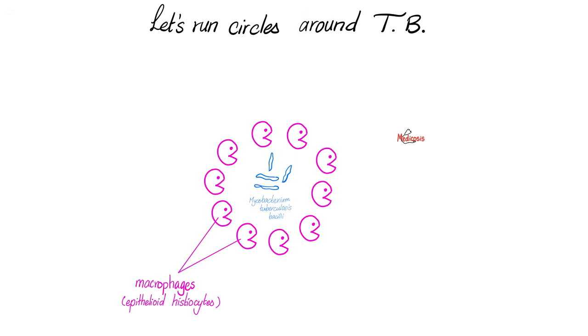Okay, Medicosis, how can we run circles and make a granuloma around the Mycobacterium tuberculosis or the tubercle bacilli? Let's go! Here are Mycobacterium tuberculosis bacilli. We will surround them with whom? With macrophages. Macrophages are here known as epithelioid histiocytes. Epithelioid because they look like epithelial cells. Histiocytes because they are in the tissue. They are not floating freely in the bloodstream. When they are floating freely in the bloodstream, they are called monocytes. But here they are stuck in tissues.